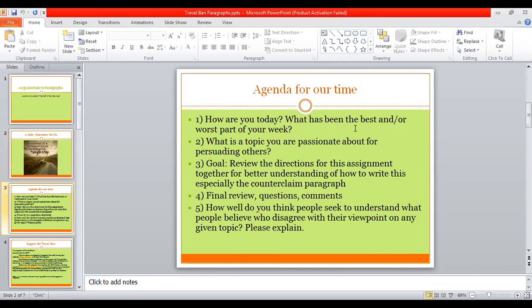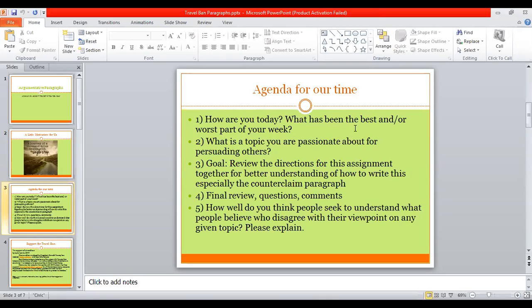Okay, now here is our agenda for our time today. First, we're going to talk a little bit about how we're doing today, what has been the best and or worst part of your week, and what is a topic you are passionate about for persuading others. Then our goal is to review the directions for this assignment to make sure that it is understood better, especially the counterclaim paragraph, because I've noticed that a lot of students whose assignments I've been grading have been having some confusion about the counterclaim. So I thought it would be helpful to go over that. Then we are going to have some final review, questions and comments, and then a higher level thinking question.